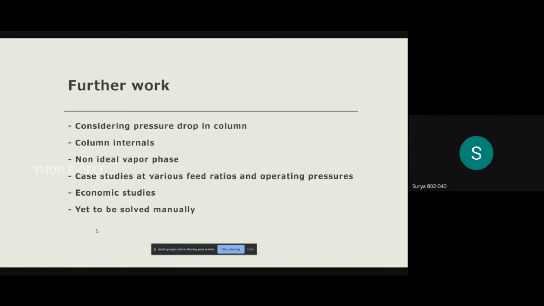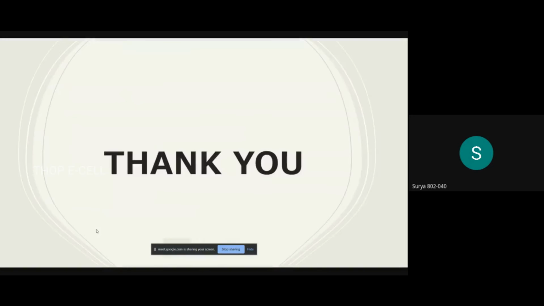And the further work we are considering is to calculate the pressure drop in the column with column internals, use a non-ideal vapor phase, and do case studies at various feed ratios and operating pressures. Economic studies are also to be included, and this problem is yet to be solved manually.